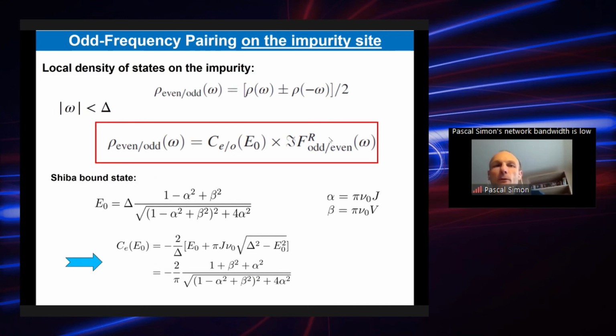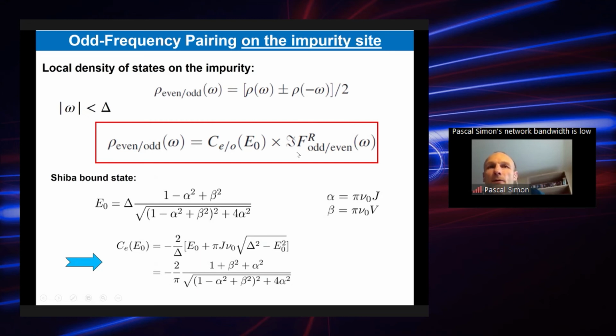The Shiba bound state is well characterized, as I told you. It basically depends on two parameters: the magnetic coupling, which is J, and the potential scattering term, which is V. So we get something which is well known, and we can relate this proportionality constant in terms of the position of this peak, E0, and these two dimensionless parameters.